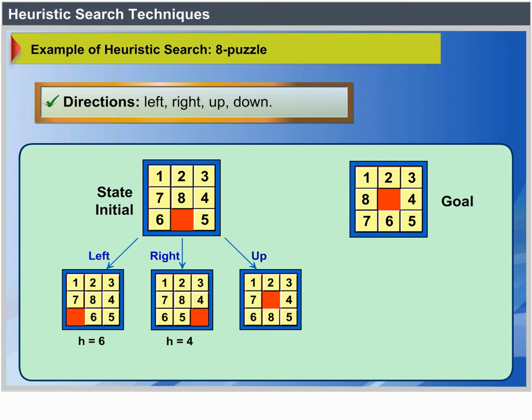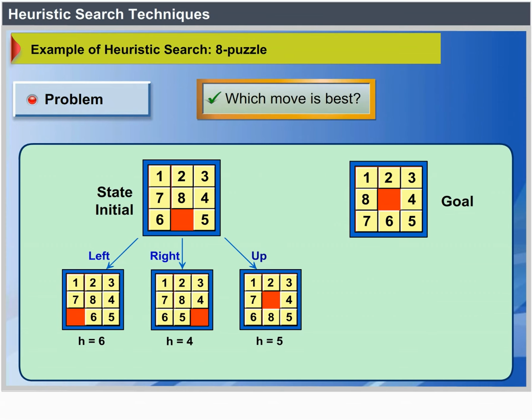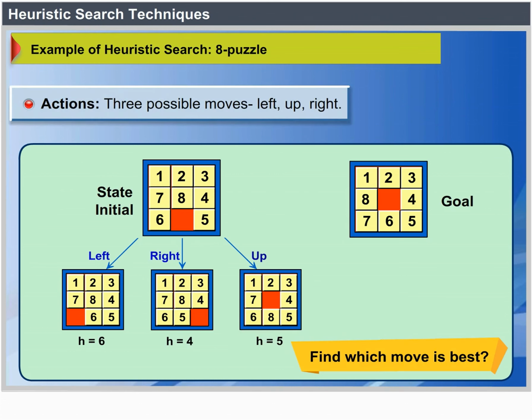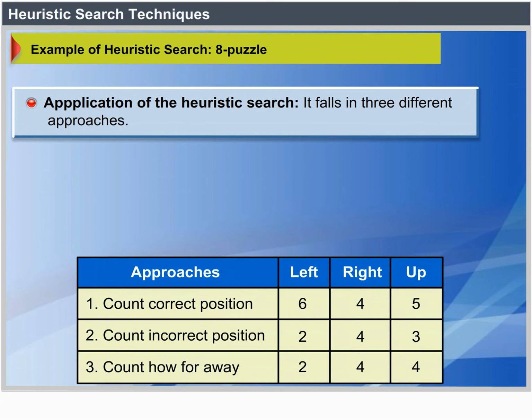Problem: which 8 puzzle move is best? What heuristic can decide? Which move is best? Actions: 3 possible moves: left, up, right. Application of the heuristic search falls into 3 different approaches.